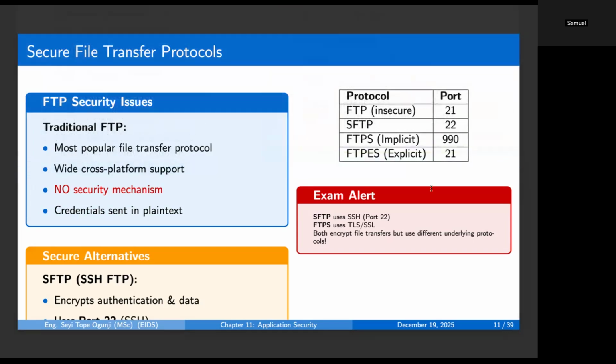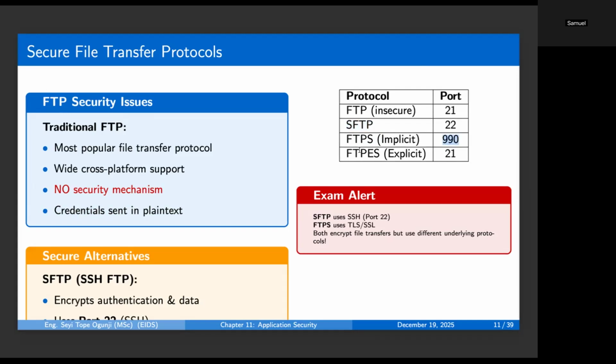Now let's see some of these ports. We have FTP, that is file transfer protocol. This is insecure, and it uses port 21. The secure shell file transfer protocol, SFTP, uses port 22. Then FTPS, that means adding security to it now. This is implicit, and it uses port 990. Then FTPS explicit uses port 21.